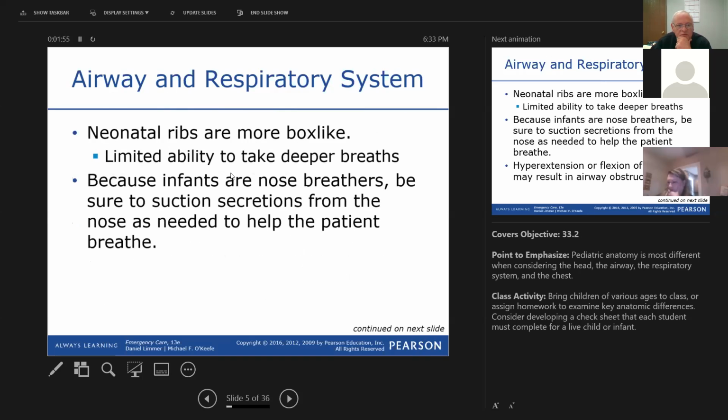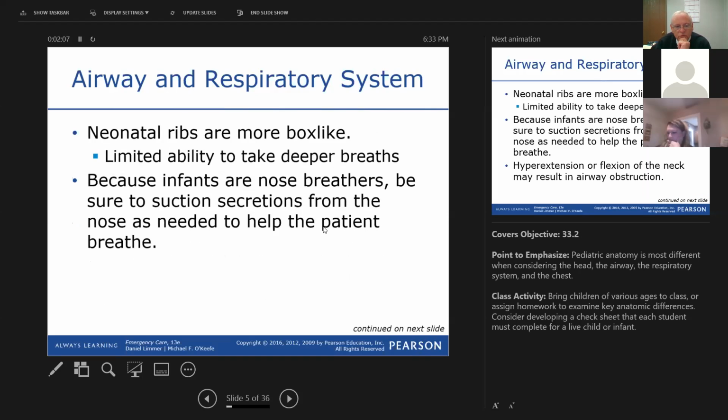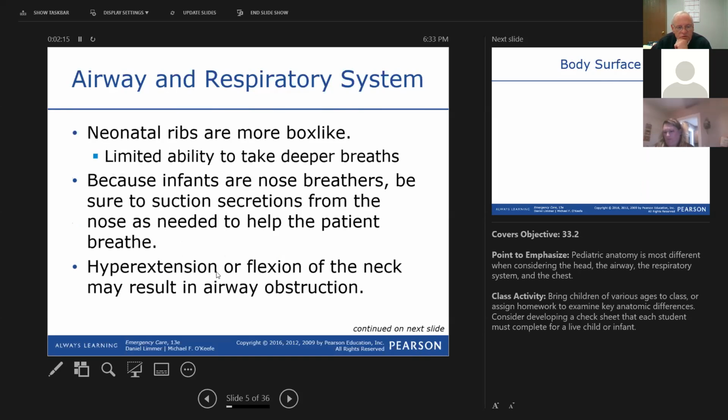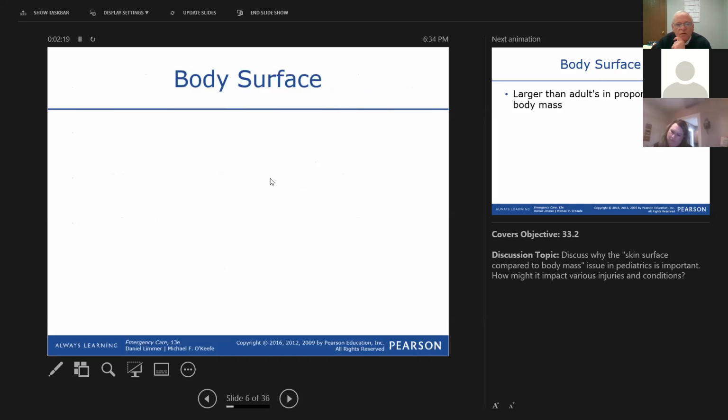In babies, the ribs are more box-like, so there's a limited ability to take a bigger breath. If you do need to suction, because the smaller the kids are, especially infants, they're nose breathers, and we'll talk about that briefly when we talk about OB, start by suctioning the nose and then suction the mouth. And again, hyperextension or flexion of the neck can result in airway obstruction.